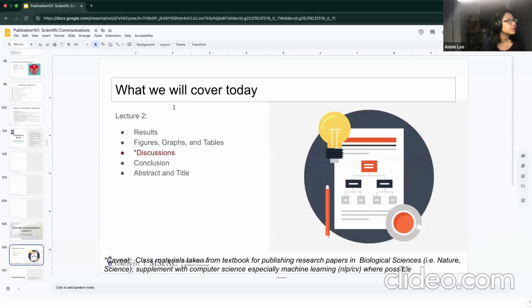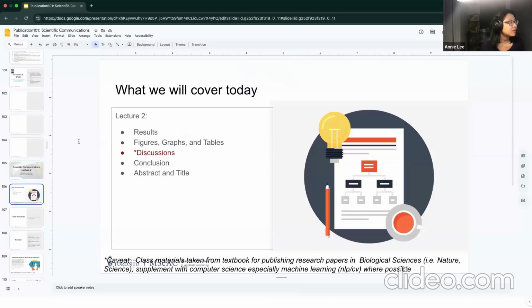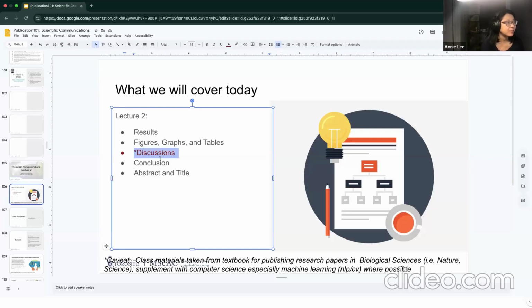Okay, so we're going to cover results today. Results is the most important part of the paper. If you don't have any results, then you don't have anything to showcase from your work. And when I say the most important part of the paper, when I review a paper, I usually look at the discussion first. But the results is what help you get your way to discussions.